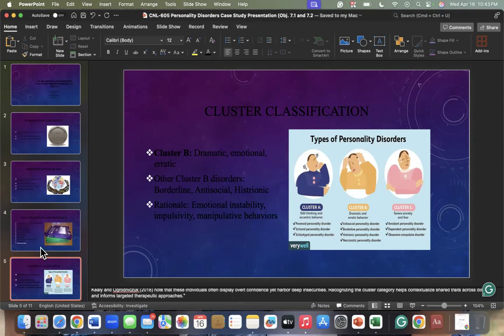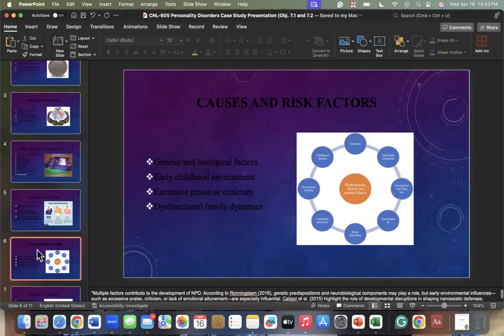The next thing is that the causes and risk factors are genetic and biological factors, early childhood environment, excessive praise or criticism, dysfunctional family dynamics. So with that, multiple factors contribute to the narcissistic trait.